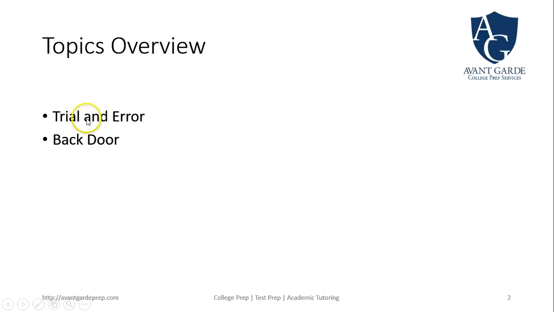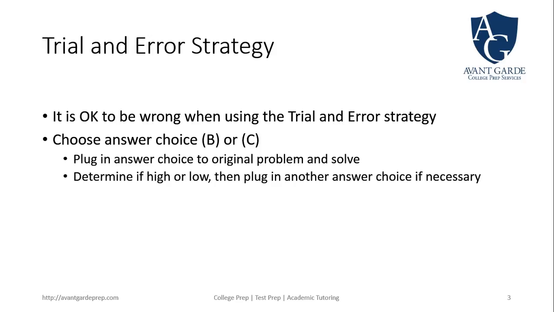One of them is trial and error, and the other one is the backdoor method, which I'll talk about in a little more detail going forward. So, trial and error: the strategy involved is that it's okay to be wrong when you're using it. In the choices you have A, B, C, and D. The idea behind this one is to utilize the answer choices, because those are the answers and they're given to you, and to plug one of those answer choices in to solve the problem.